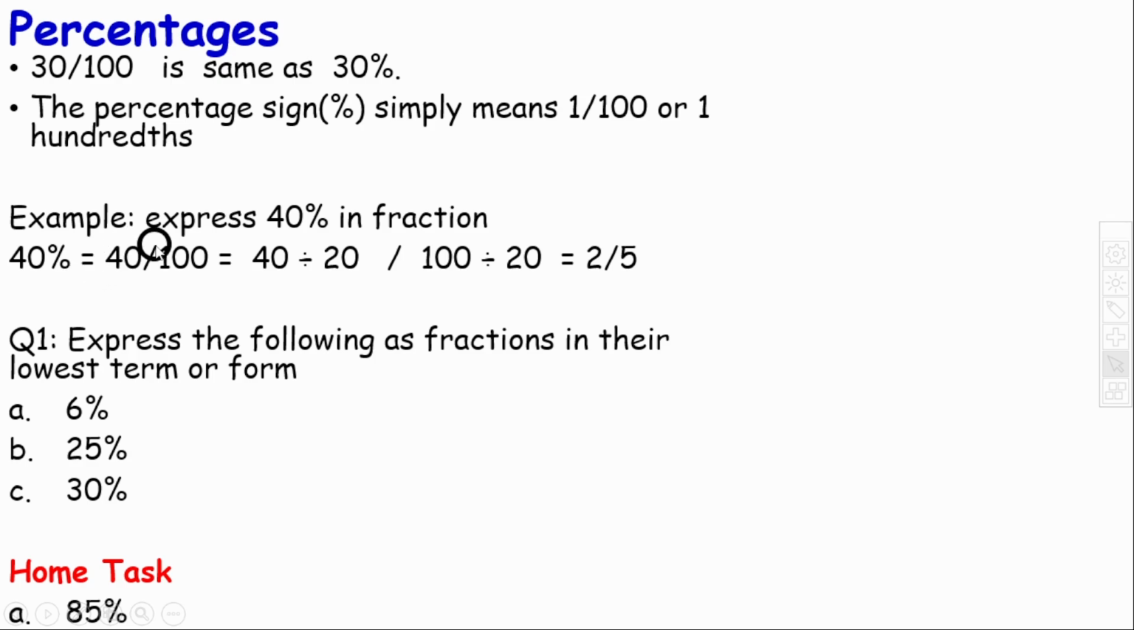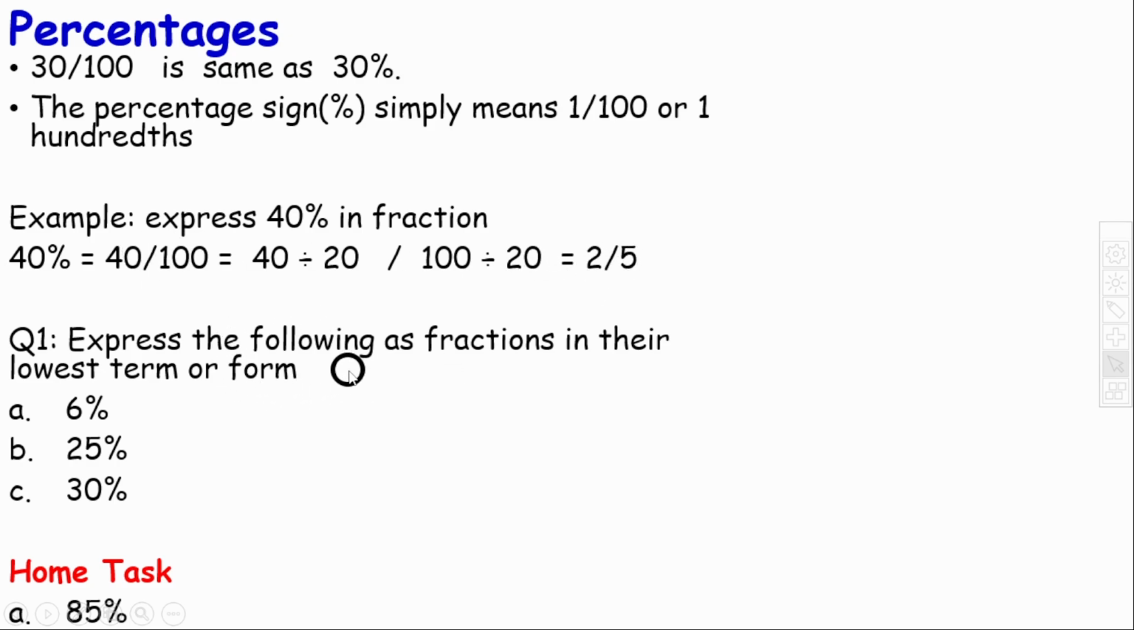Now, for example, express 40% in fraction. Let's try to convert from percentage to fraction now. 40% simply means 40 all over 100. So, what did you observe? The common factor is 20. So, we divide both the numerator and the denominator by 20. 40 divided by 20 gives us what? 2. 100 divided by 20 gives us 5. So, the final answer, this fraction in its simplest form, is 2 all over 5.